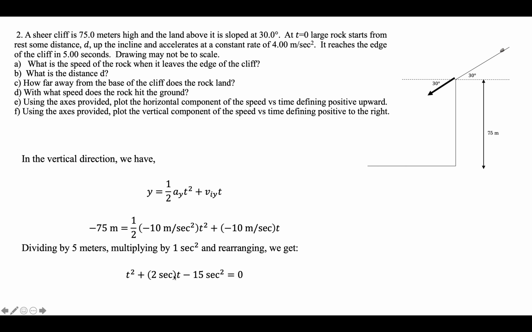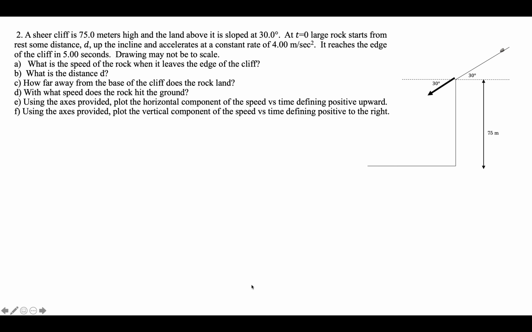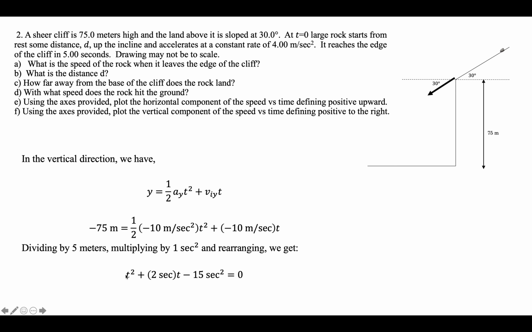This is a quadratic, but we can factor it. T minus 3 seconds, t plus 5 seconds. Let's go back and see how that works. What the heck happened here? T squared, and then we have a 2, and we have a 15.